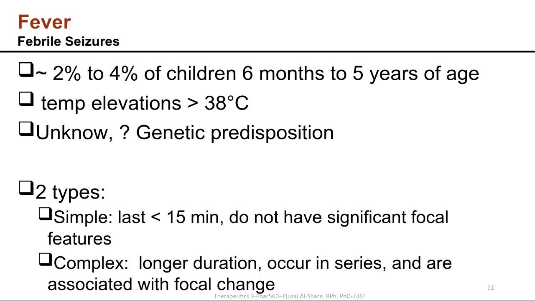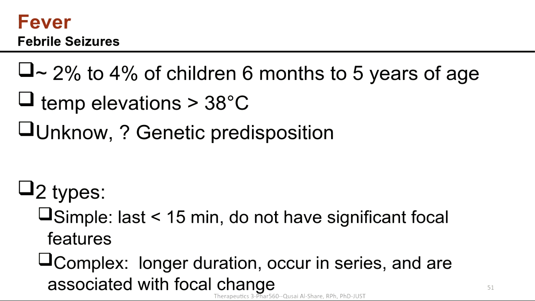Sometimes due to fever, we have what is called febrile seizure. About 2 to 4% of children 6 months to 5 years of age have a temperature elevation of more than 38 degrees Celsius. The reason is unknown. Some studies believe that it might be due to genetic predisposition. Why does it happen in certain children, only 2 to 4% of those children? Maybe a genetic thing. They have more genetic predisposition compared to others.